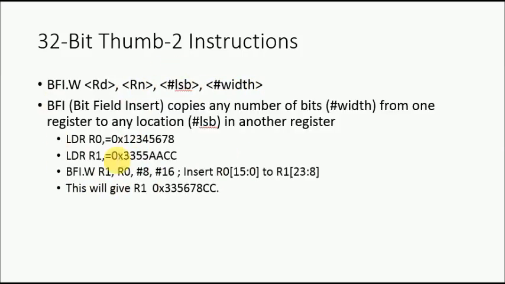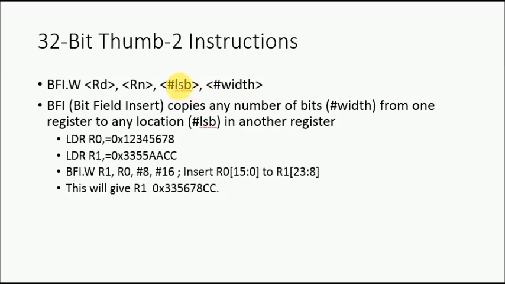Next instruction is the bit field insertion, that is BFI.W Rd, Rn, #lsb, #width. So this will give the position of that particular bit, and this will give the width, that is how many bits we are using here. So this bit field insertion instruction copies any number of bits specified in the width from one register to any location specified by the LSB in another register.